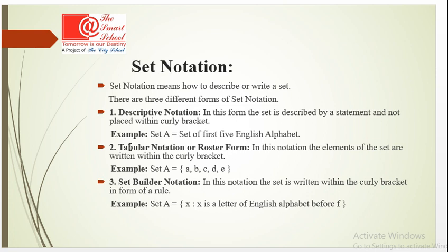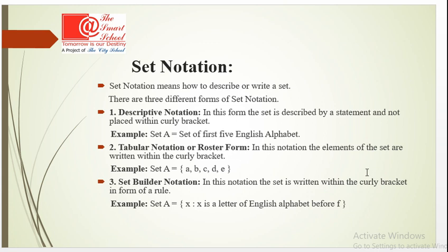Now what is the second form? Yes, exactly, tabular notation or roster form. In this notation, the elements of the set are written within curly brackets. As an example, set A, then in curly brackets the elements are written: A, B, C, D and E. And now the third type is set builder notation. In this notation, the set is written within curly brackets in the form of a rule. Example, set A equals {x : x is a letter of the English alphabet before F}.